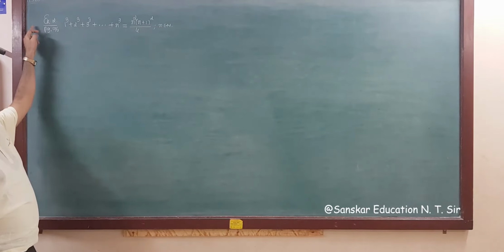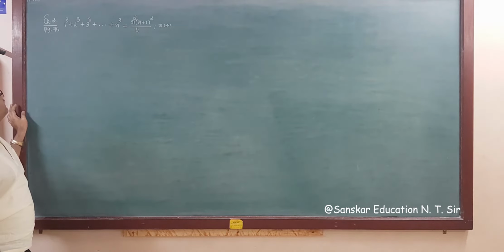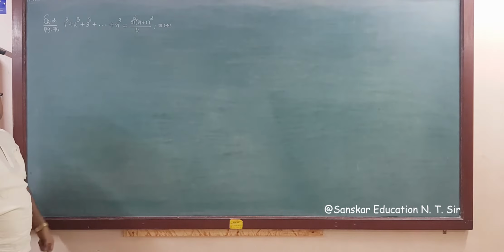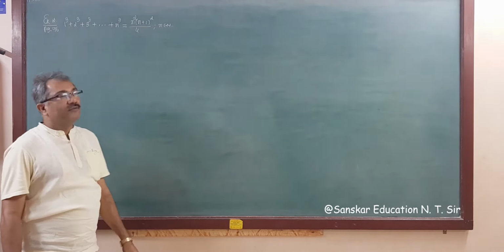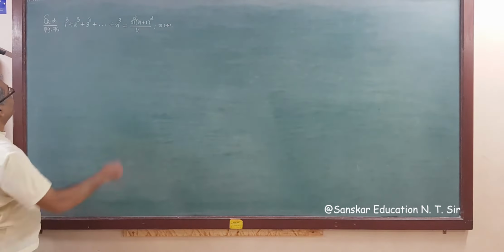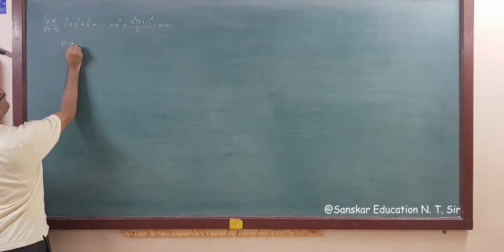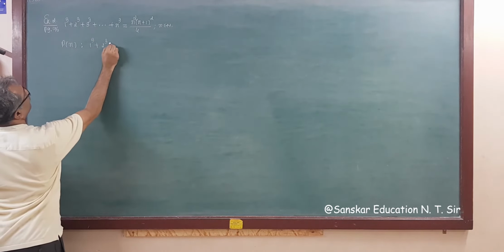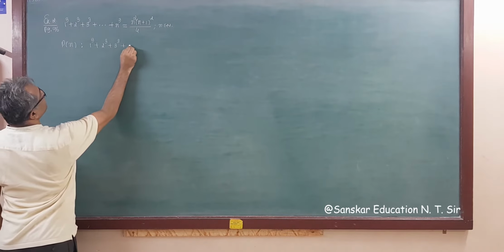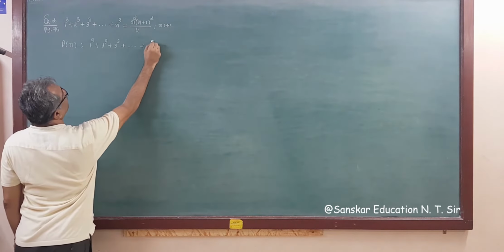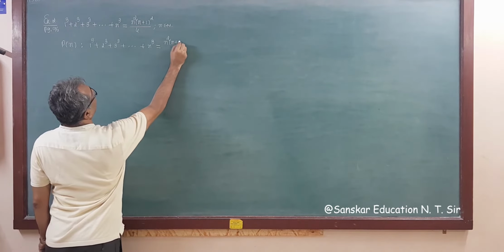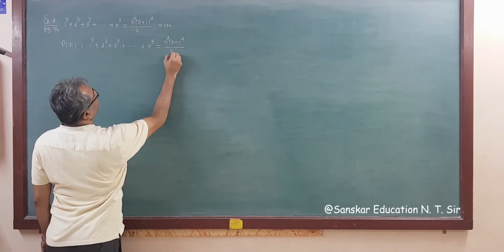So now example number 2, page 96. 1 cube plus 2 cube plus 3 cube plus dash plus n cube is equal to n square into n plus 1 whole square by 4, n belongs to N. Right? So we write that this is Pn. Pn is 1 cube plus 2 cube plus 3 cube plus dash plus n cube is equal to n square n plus 1 whole square by 4.